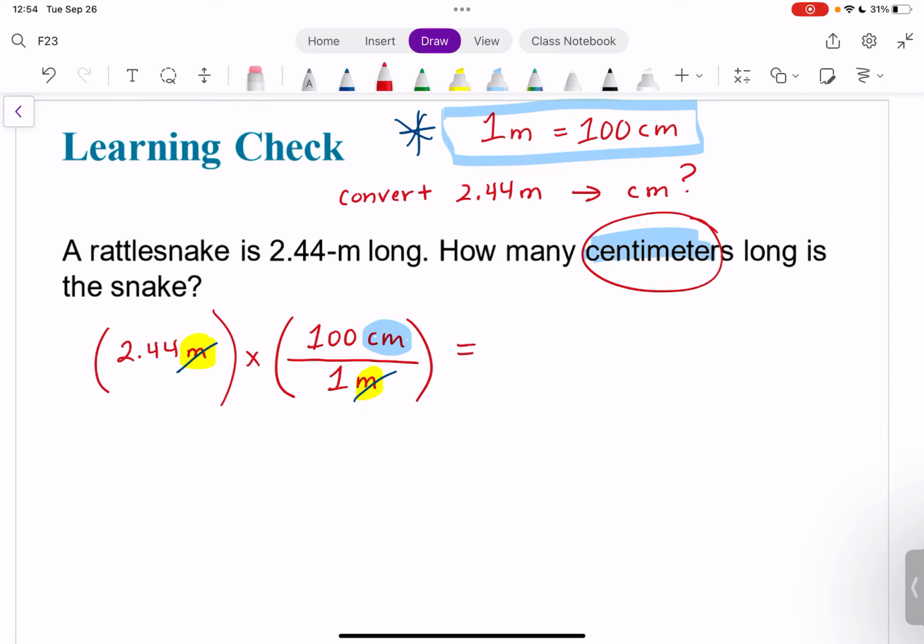All right, so let's do that calculation. That's going to be 244 centimeters. How did I know to do that calculation? Remember, these two things in parentheses are being multiplied together. So when I multiply 2.44 times 100 over 1, what's 100 over 1? It's just 100. So 2.44 times 100 is going to be 244 centimeters. And that's going to be my final answer.